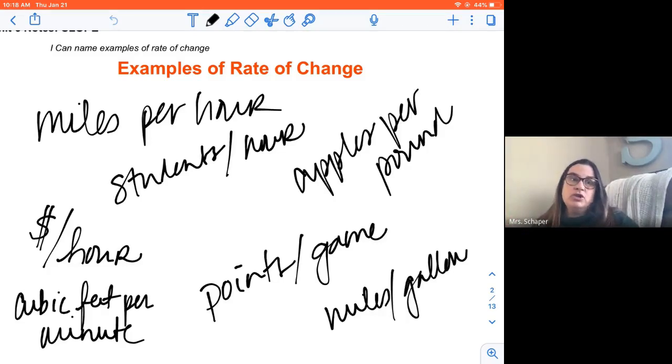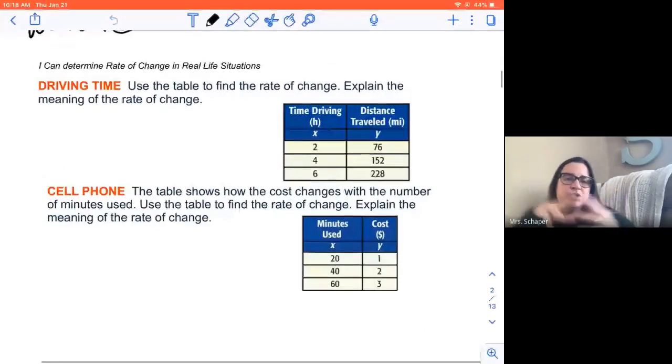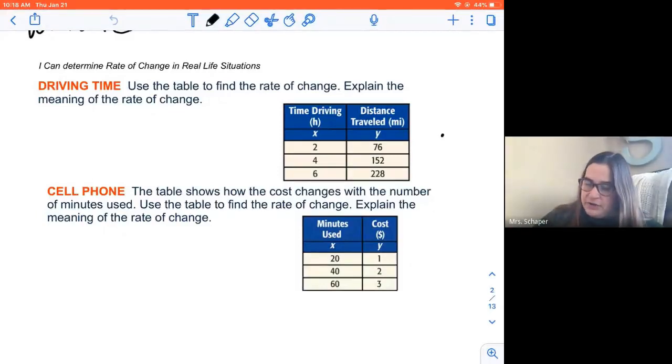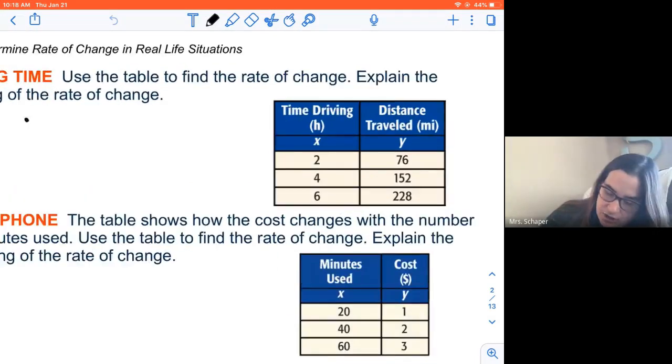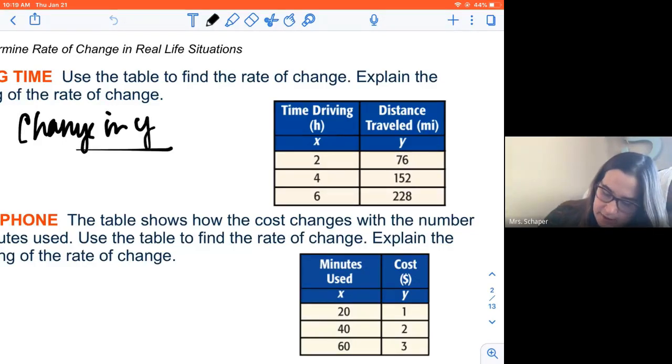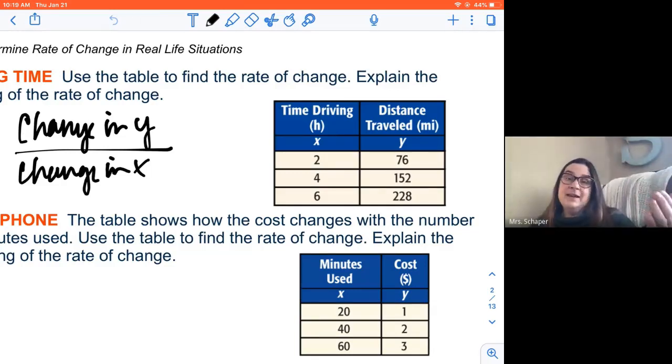So what we want to do now is start talking about what are the different types of slopes and really how does that work, okay? So we're taking a look at these couple charts, okay? One shows drive time and one shows cell phone information. So if we want to figure out the rate of change in this table, it's going to be the change in y divided by the change in x. The change in my dependent divided by the change in my independent.